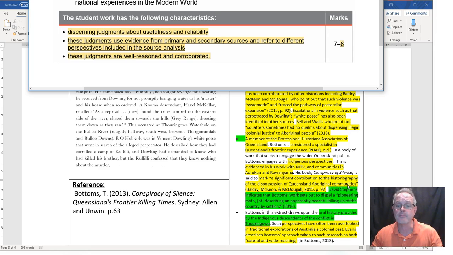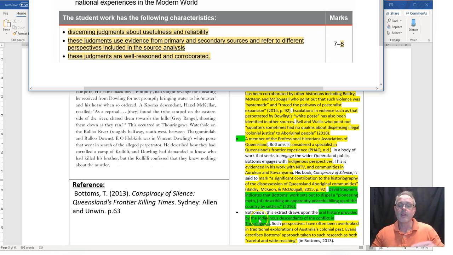Quite an evaluative comment. And then I've backed this up with some more information here that is actually looking at features. David Stevens indicates his work sets out to dispel a myth that was apparently a peaceful filling up of the country. Here is a feature. It's part of the agenda of Bottoms. So I'm switching in and out of agenda. I'm switching in and out of features. I'm picking up on reliability when I'm talking about evaluative comments. And if I were to overlay those two colours, if I had these two different colour codings going on, you'd see some very interesting interplays.